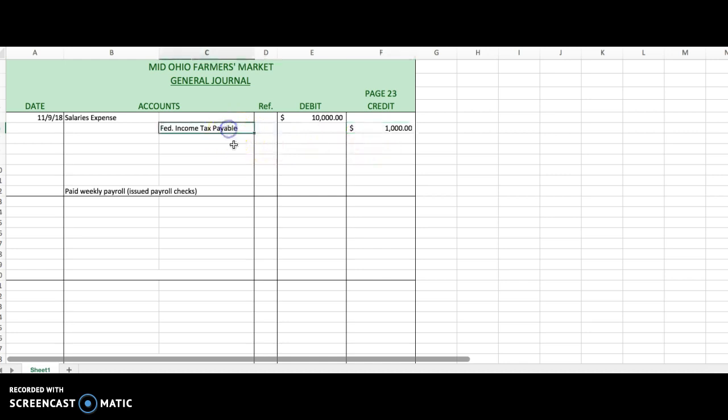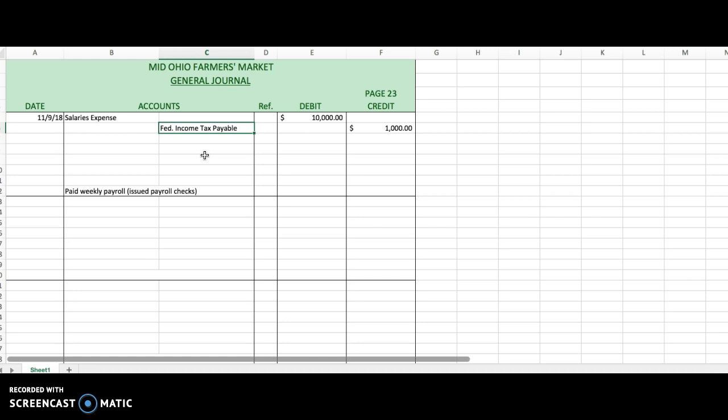You'll notice the account we use is a liability account. The federal income tax payable is a liability account. And a little time out here to explain this. You've learned in the past that when you incur a liability, that you get an asset in return. This is the exception to that rule. It is generally accepted accounting practice that we use a liability account to keep track of this.